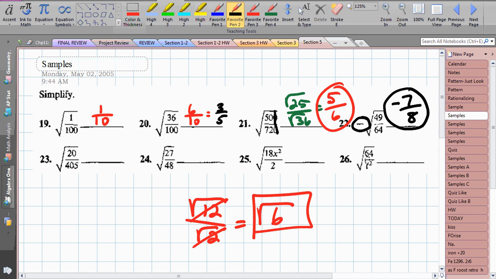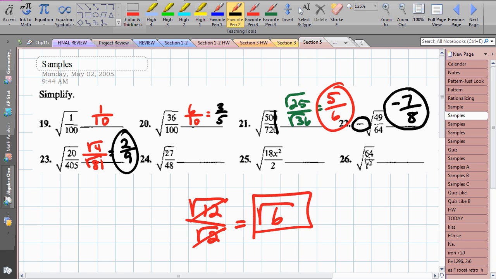Let's try this one over here. Well, 20 divided by 405, it turns out 5 goes into both of those evenly. 5 goes into 20 4 times. And 5 goes into 405 81 times. So it might be a little awkward at first dealing with these larger numbers, but both are divisible by 5 here. And when I simplify, I get these two very nice numbers. Notice radical 4 is 2, radical 81 is 9, and that's our answer.